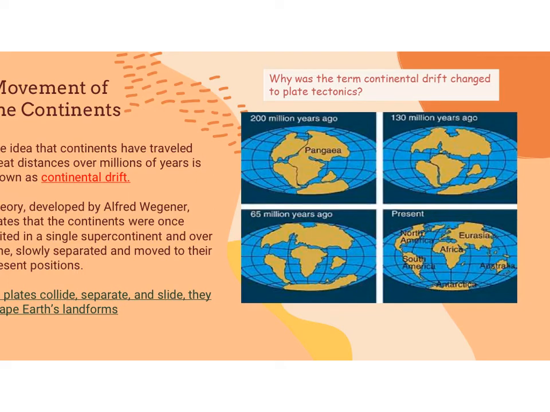Some plates move toward each other and collide, while other plates separate and move apart. Still others slide past one another, for example. So over time, colliding, separating, and sliding plates have shaped the Earth's landforms. Now guys, I want you to think: why was the term continental drift changed to plate tectonics?